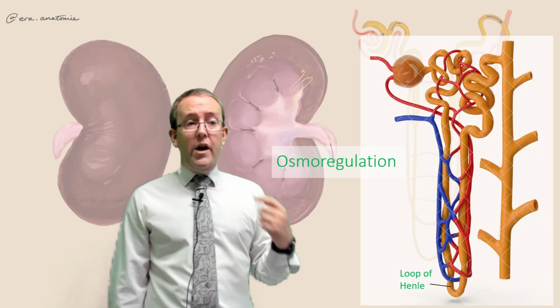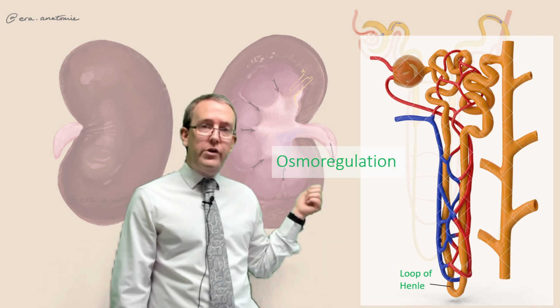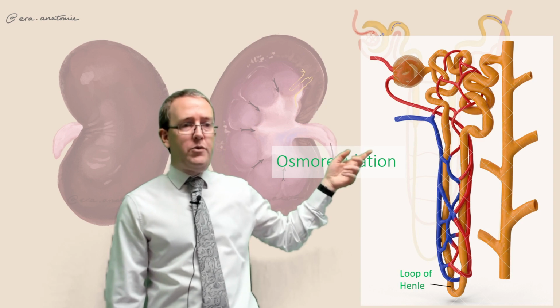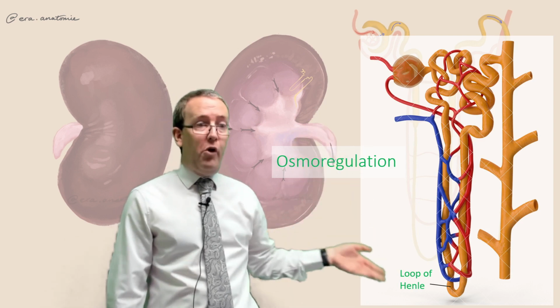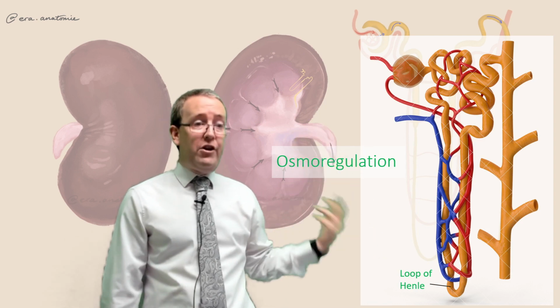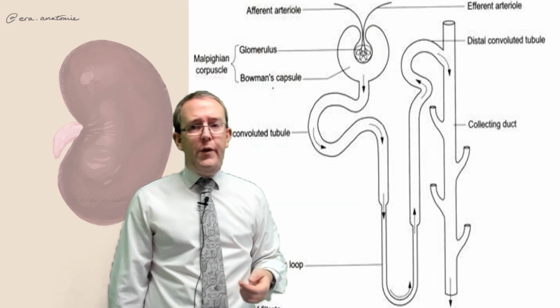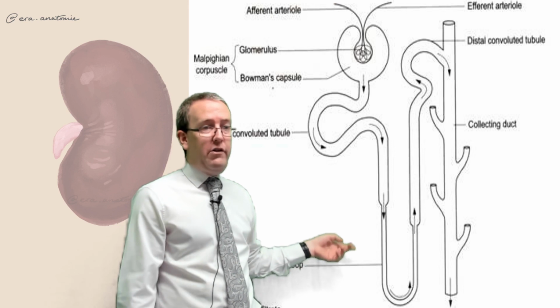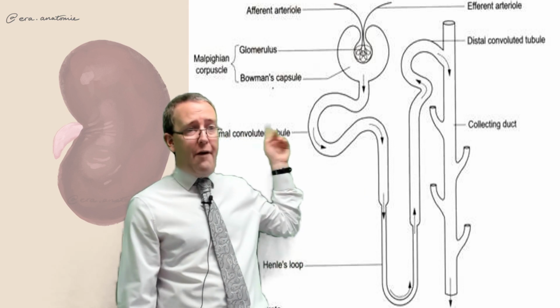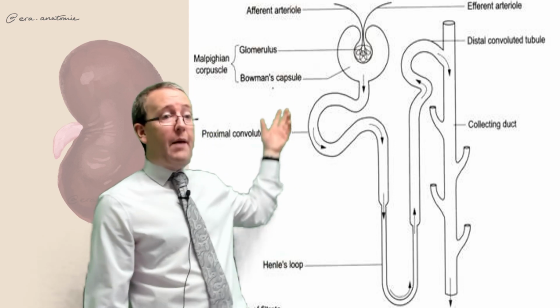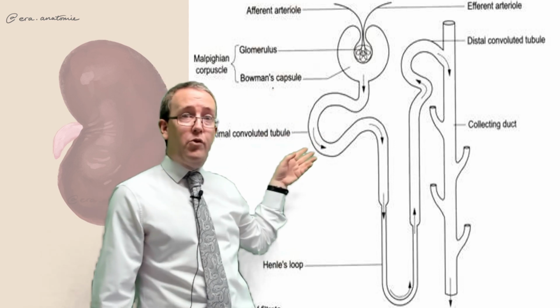So, we are now here, osmoregulation, we're in the loop of Henle. We've been through ultrafiltration, we've been through selective reabsorption, we're now going to go into osmoregulation, the regulation of water down in the loop of Henle. So, if we look specifically, we're basically looking at a simpler diagram here. You've had the afferent arteriole come in, be ultrafiltered, all the filtrate has gone into the Bowman's capsule, the filtrate has come through into the proximal convoluted tubule.